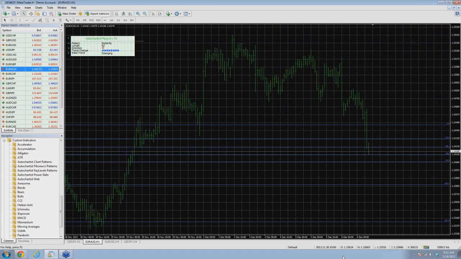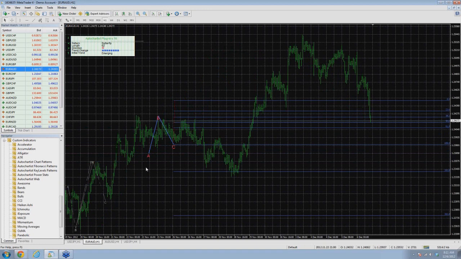Let me get my screen all set up here. Here we go. We have this ABCD pattern here, okay? And it also shows that once this pattern is completed, like in this case, it shows these blue lines here, which represent retracement zones. You can see that this data comes up automatically.